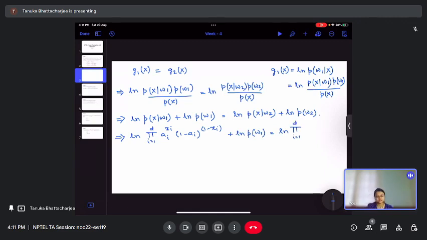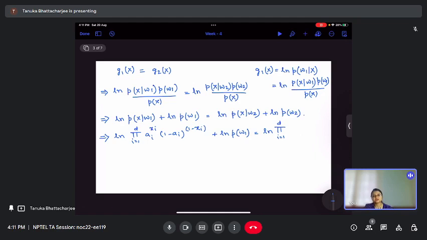I am writing the class conditional density for the class omega 2 similarly, where ai will be replaced by bi, because there the probability of xi being 1 is given by bi. So the expression will be bi to the power xi into 1 minus bi to the power 1 minus xi. Plus we have the ln p of omega 2.